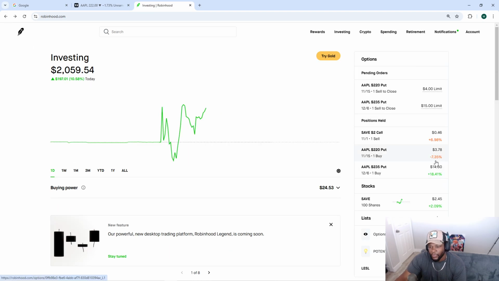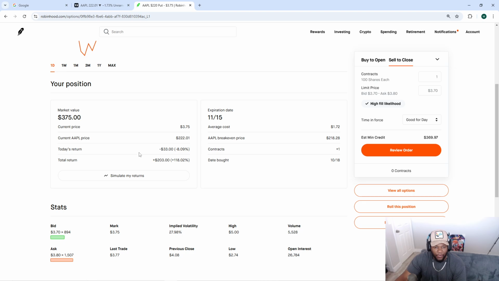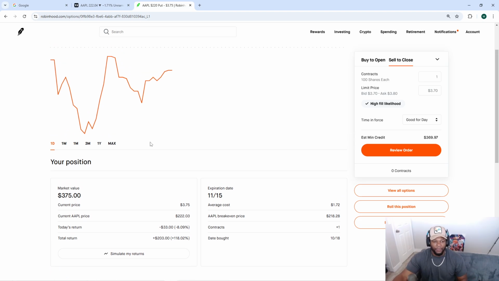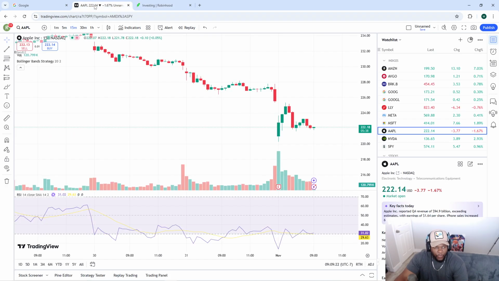So I have two positions with this. My next position is an Apple put, and we are up 118% at $203. This position is a little bit different because I started it at around $300-something, rolled it over once it got very, very low. So I'm actually going to take a loss on this one, like $100, but it doesn't matter. It's fine.